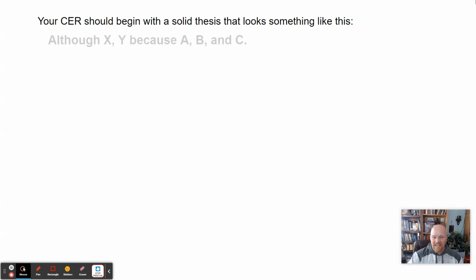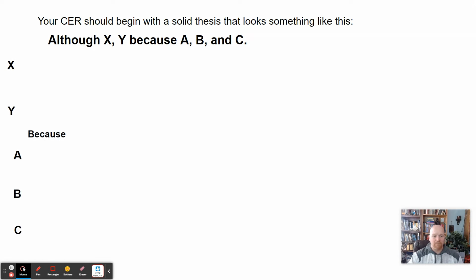This should be at the very beginning of your CER, something that looks like one sentence: although X, Y because A, B, and C. Now, getting the thesis right is the most important part because this organizes your entire paper. So if you look at the pieces of this, the although X, Y because A, B, and C, what I do is I'll start with the Y part. I'll skip the although X part at the beginning and I just start with the Y.